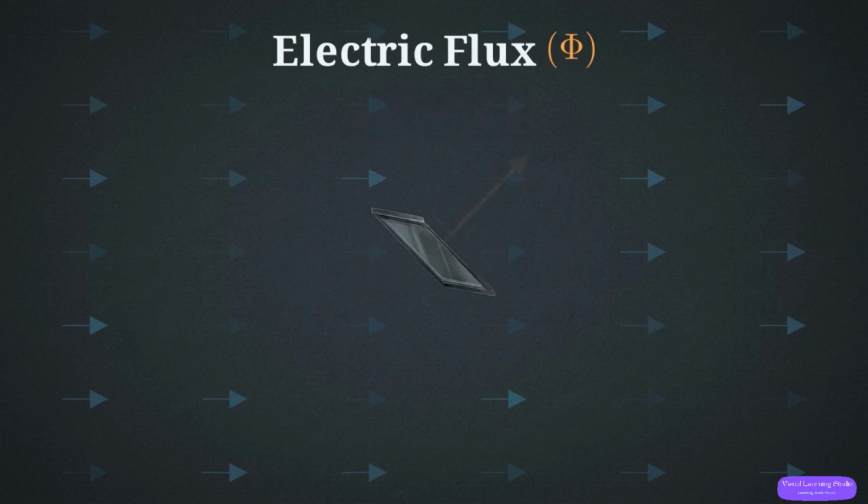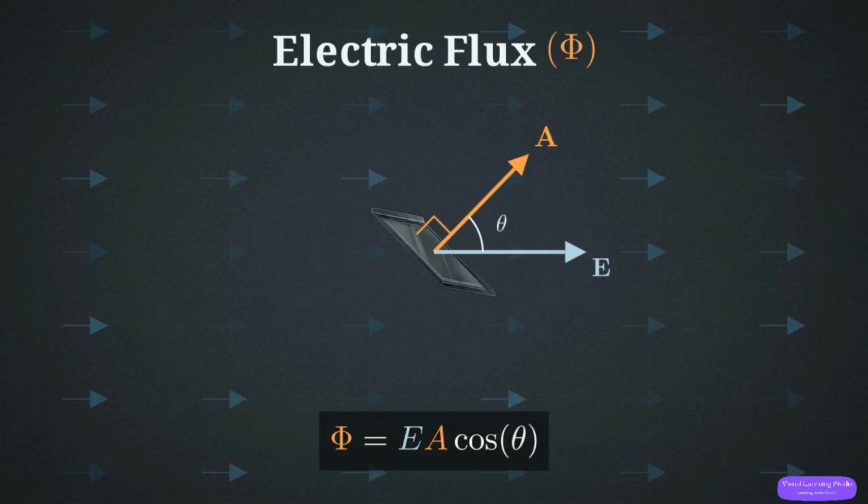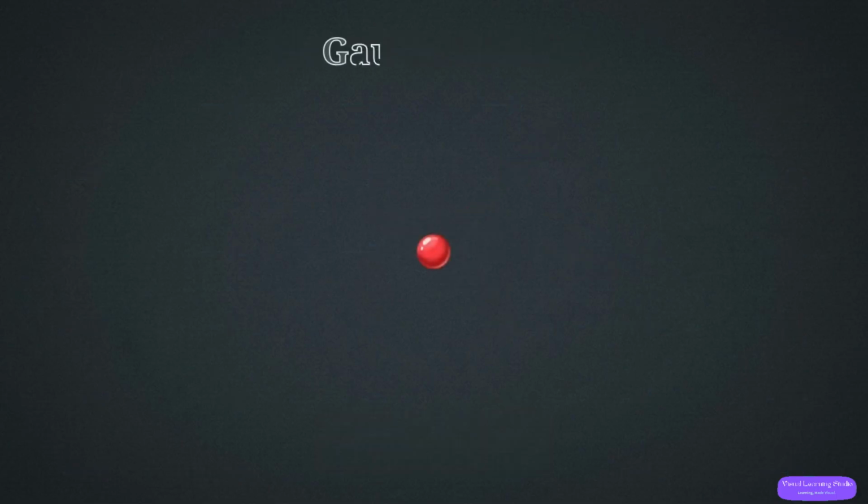To track this mathematically, we use an area vector. This is simply an arrow drawn pointing straight out, perfectly perpendicular to the surface. It tells us exactly which way our window is facing relative to the incoming field. This brings us directly to Gauss's law.